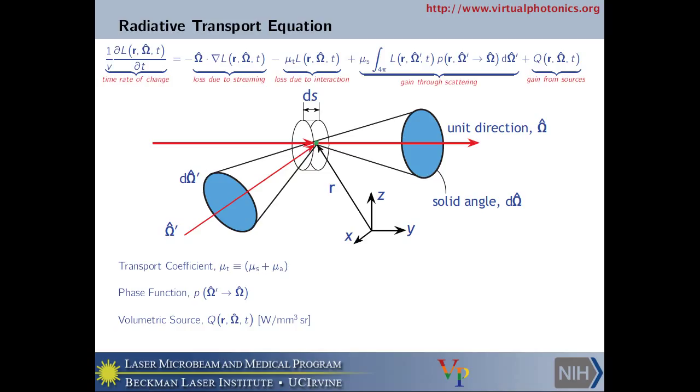So the radiative transport equation is just a conservation equation, making sure you're bookkeeping, making sure that you're accounting for all the light through scattering or absorption.